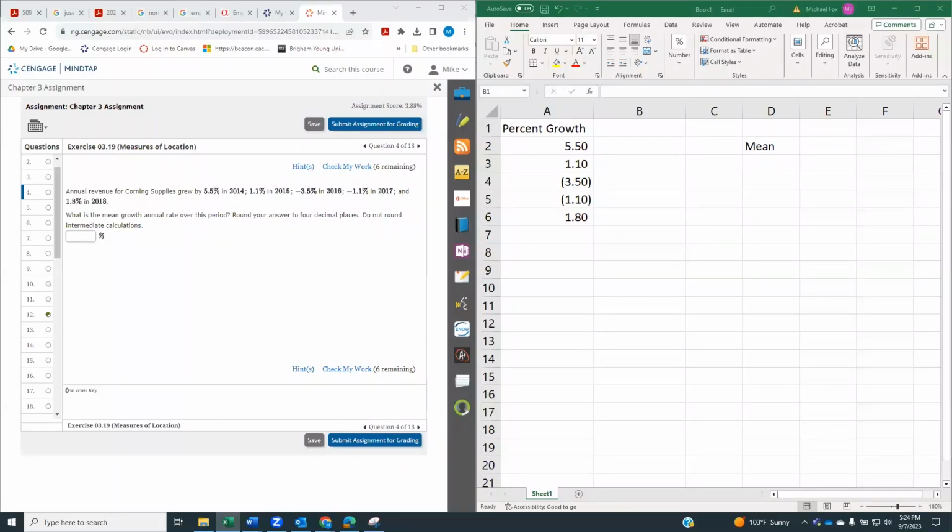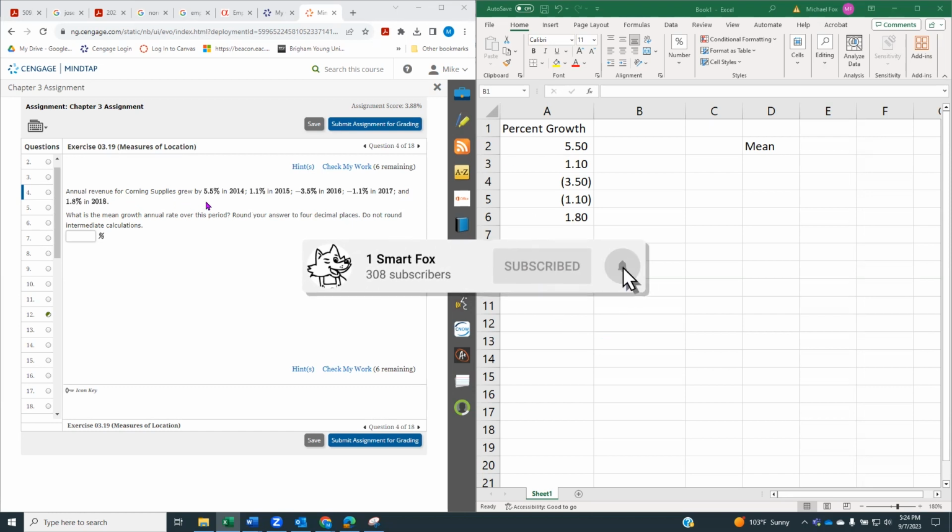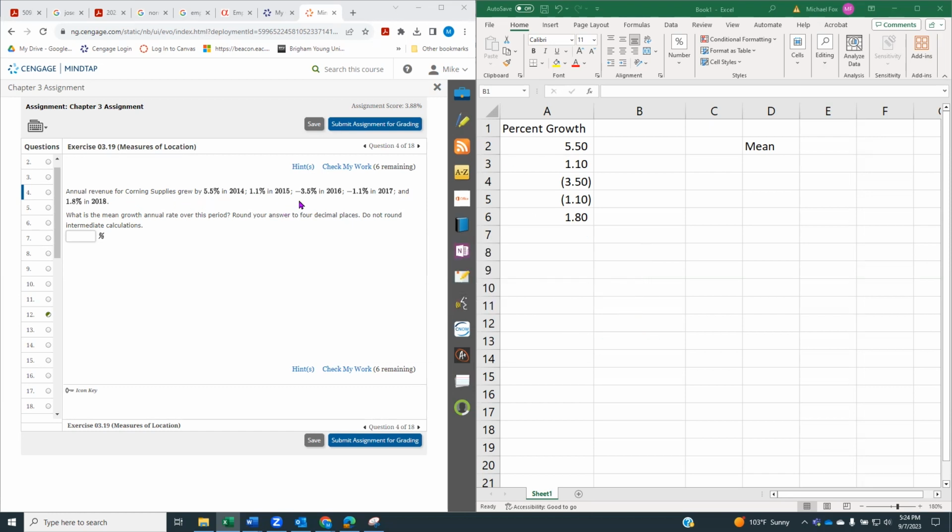Hey, what's up, everybody? I thought I would just take a minute and work out exercise 3.19. I've had a lot of questions on this one from people. It gives us this percent growth for Corning supplies year over year. We can see it grew 5.5% in the first year, 1.1% in the second year, went down 3.5%, down 1.1%, and then up 1.8%. So here's our percent growth.